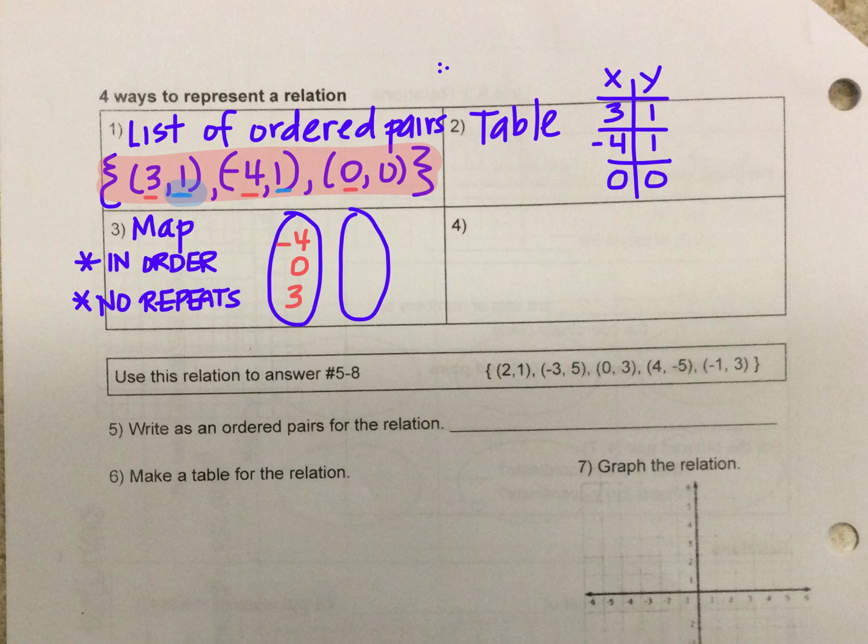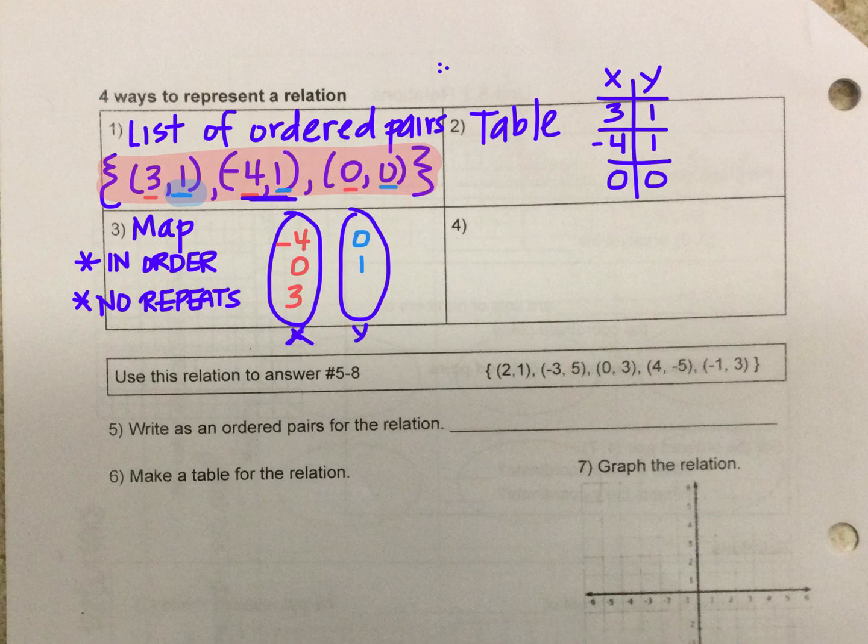1, 1, and 0. I write those in order, 0, 1, 1. But I told you that we're not supposed to repeat, so that means I only write one of the ones down. Now the final step in making a map is that I have to connect, draw an arrow from the x values to the y values.